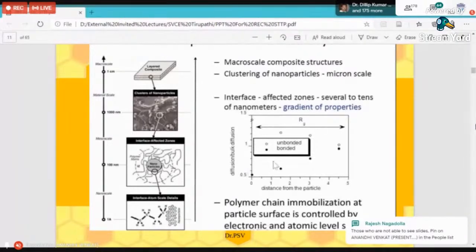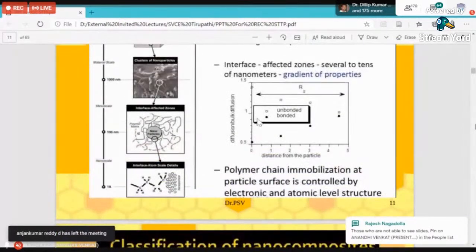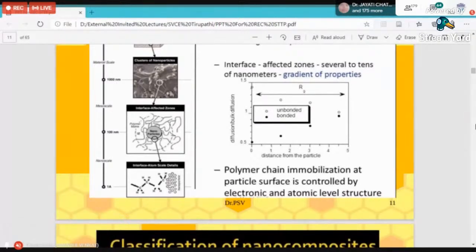Then when you come to the polymer composites, what is the polymer? Polymer is a plastic material, a binder, a synthetic material. These synthetic materials have extensive binding capability, plastic quality, and are non-corrosive. All those things are there as far as the polymer is concerned. So this polymer can be used as a binding material as far as the nano composites or nano materials are concerned.